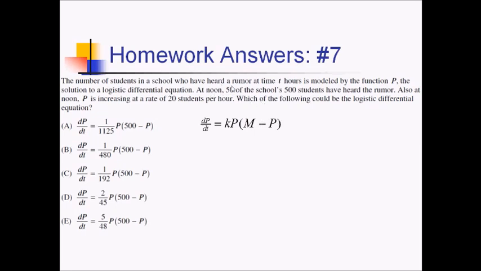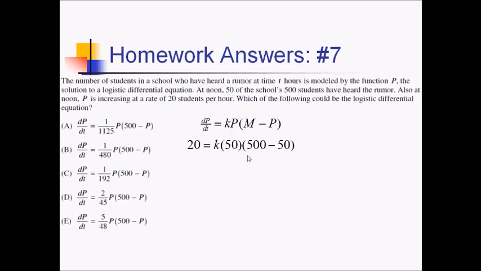At noon, 50 of the school's 500 students have heard the rumor. Also at noon, p is increasing at 20. So we know that when dp over dt equals 20, p itself is going to be 50. And we also know that m is 500. So let's plug all of that in. So at noon, we have a rate of 20, 50 students, 500 for the whole school.